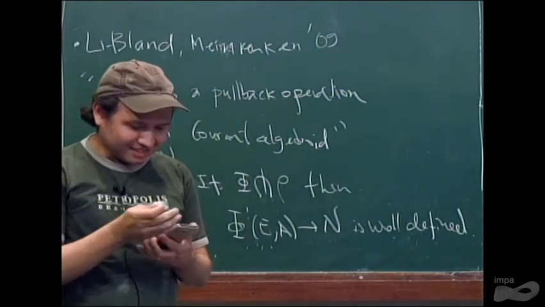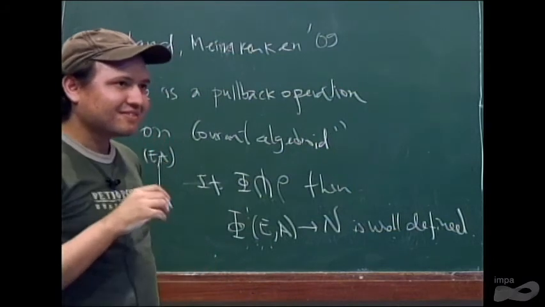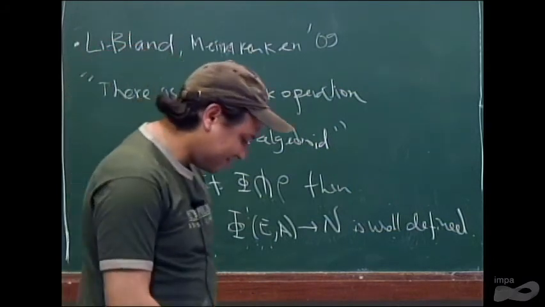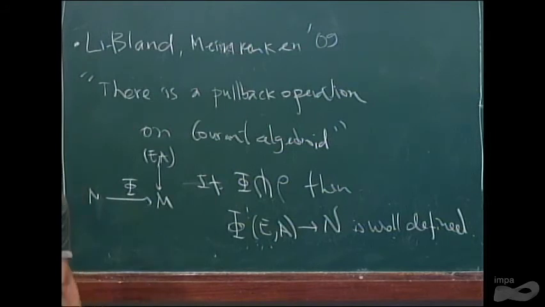How much time do I have? 18. Oh, it's true. I'm going too slow. Anyway, so this is basically the relation between splitting theorems and pullbacks.